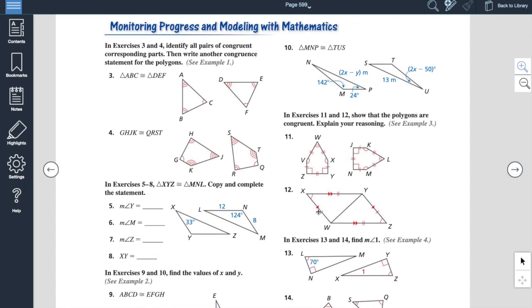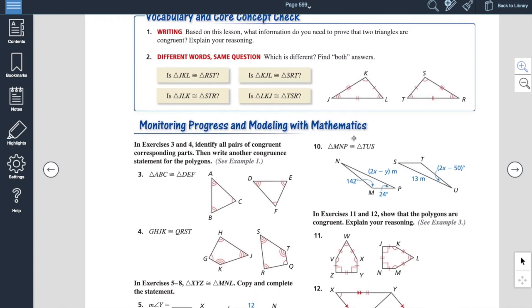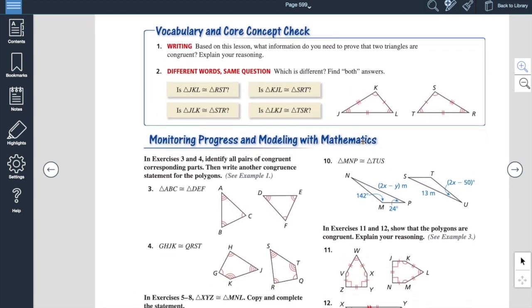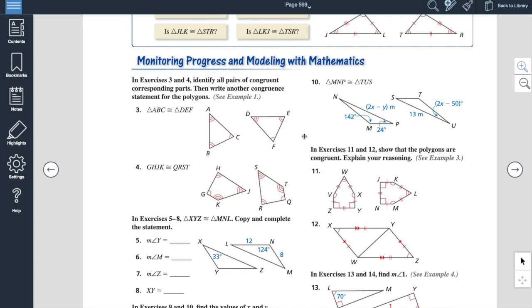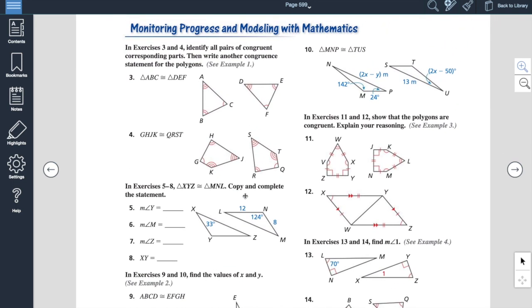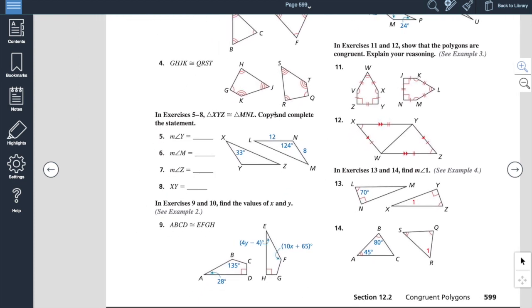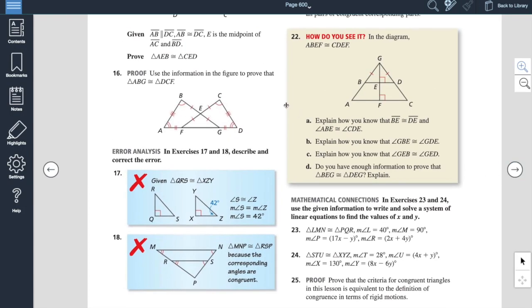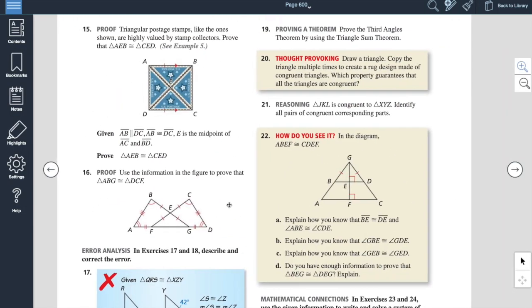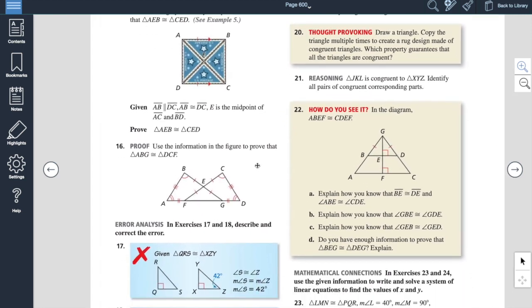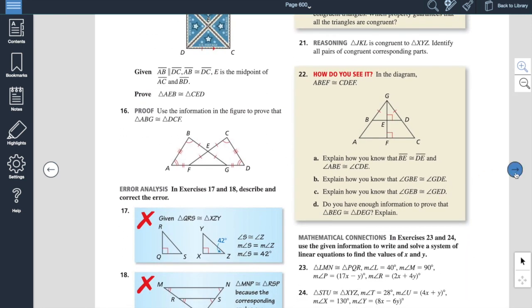Then we get to page 599, which is your actual assignment. This is where I'm going to assign the first, let's see, we're looking at the first 14 problems here. I'm going to assign all these, but it should be very, very straightforward for you guys. And probably pick 1 or 2 from this page. And again, that will be your assignment 12.2.